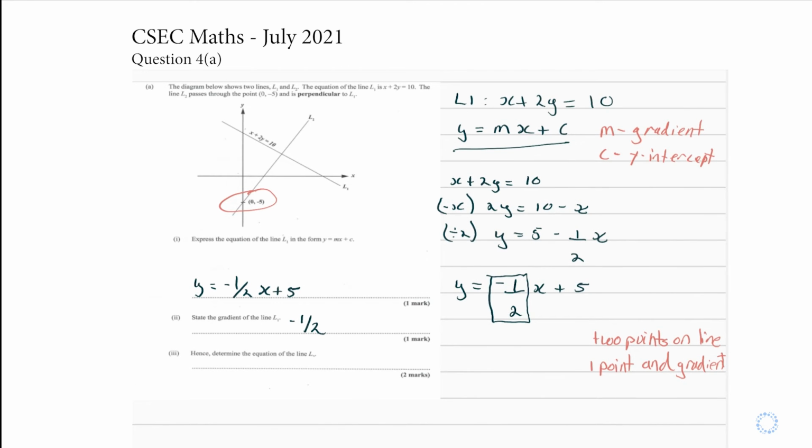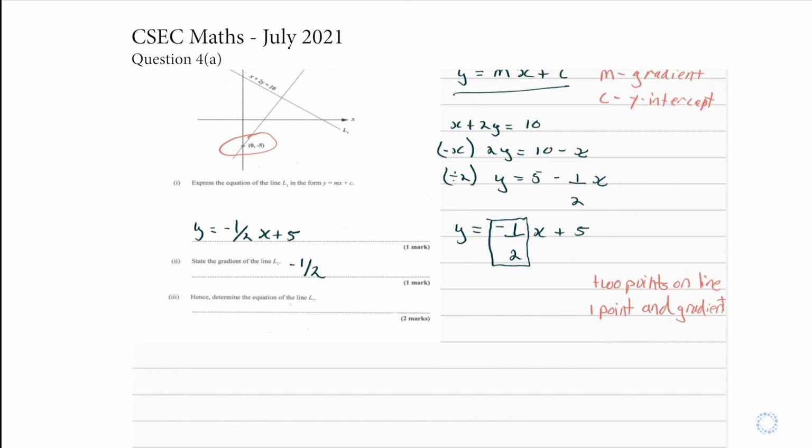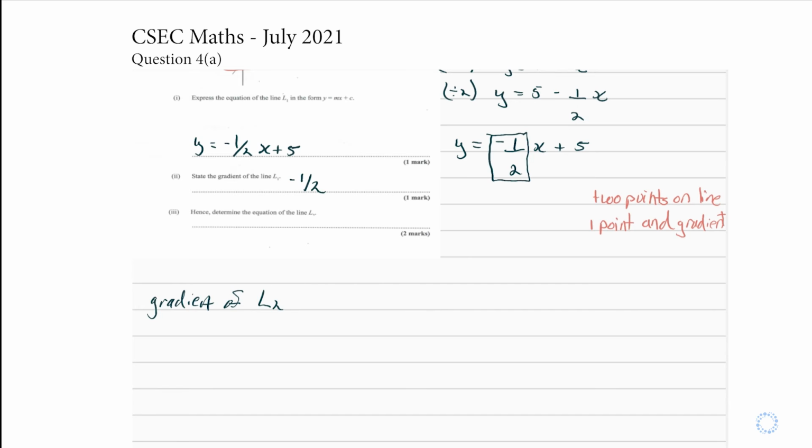They didn't explicitly tell us the gradient, but we could get the gradient because they told us that L2 and L1 are perpendicular lines. And when two lines are perpendicular, the product of their gradients is minus 1. So if the gradient of L1 is negative a half, the gradient of L2 will simply be 2, because 2 times negative a half is equal to minus 1. So we have the gradient, and we have the point (0, -5).